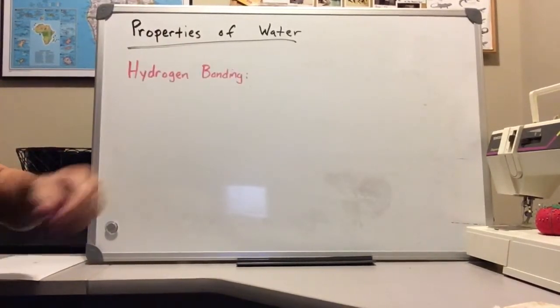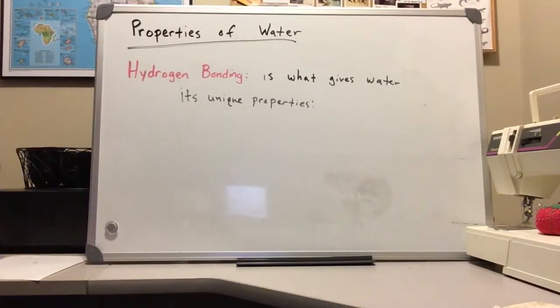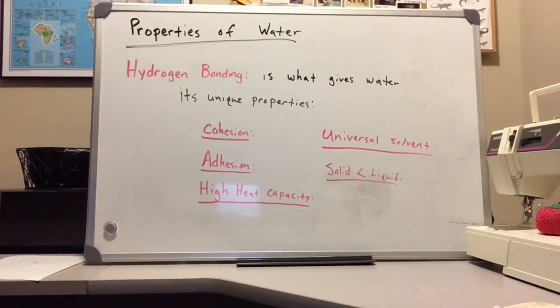So hydrogen bonding is actually the reason for a lot of water's unique properties, such as cohesion, adhesion, its high heat capacity, its use as a universal solvent, and the fact that its solid state is less dense than its liquid state, or simply that water expands as it freezes.